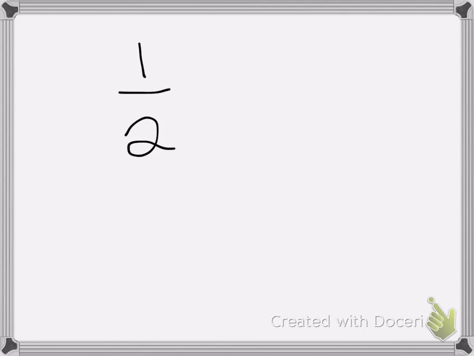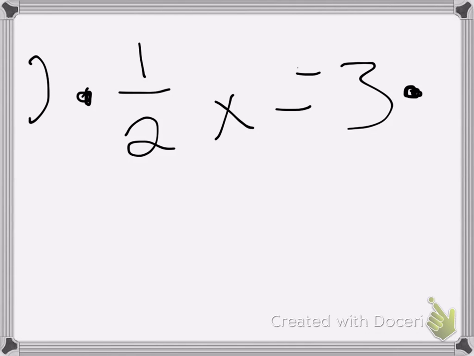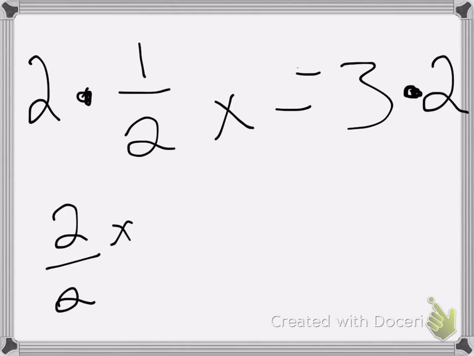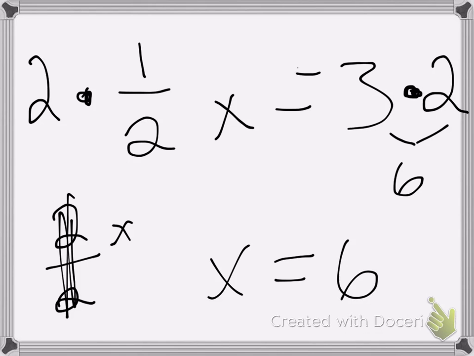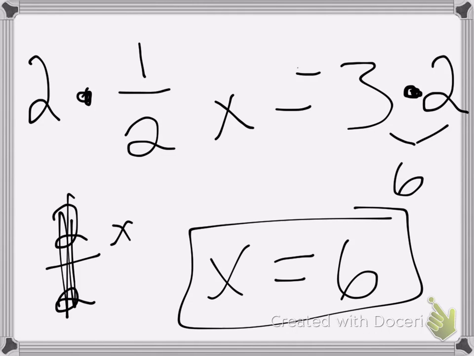So say there's 1/2 x equals 3. You multiply each side by the reciprocal, 2. On this side you get 2x over 2, so it's really just 1x, so x equals, on this side you get 6. So x equals 6. If I multiplied 6 times 1/2, you'd end up with 6 over 2, which divides out to be 3. So that's your check.